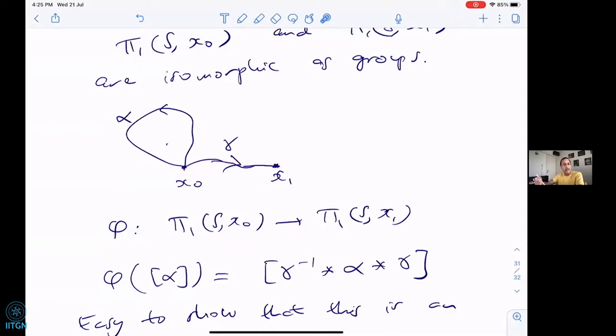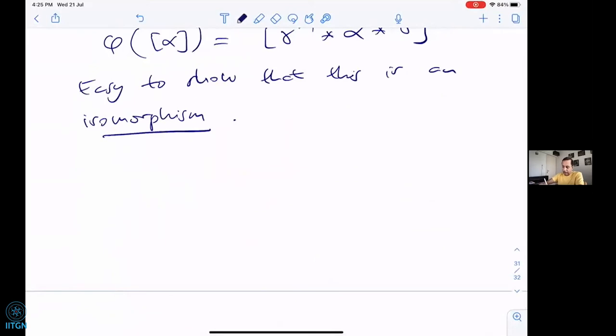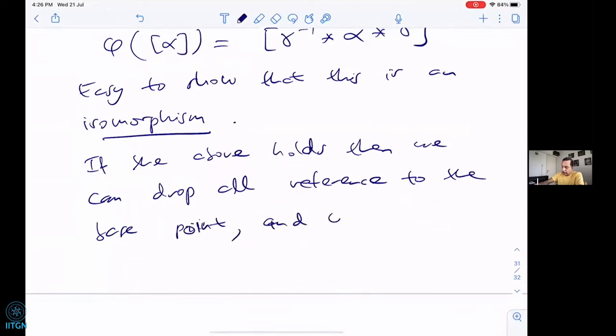So we can't say that the pi1 of S and x0 in that case is isomorphic to pi1 of S and x1. But if the above holds, that means these two pi1s are isomorphic, then we can drop all reference to the base point and write simply pi1 of S rather than pi1 of S and x0 or pi1 of S and x1. So that simplifies our life.